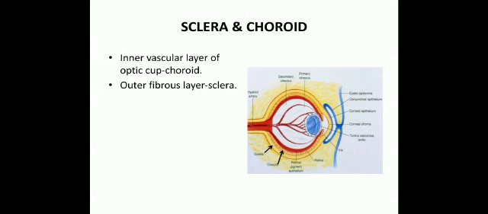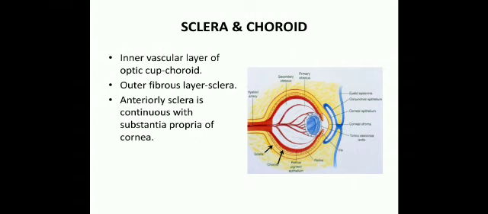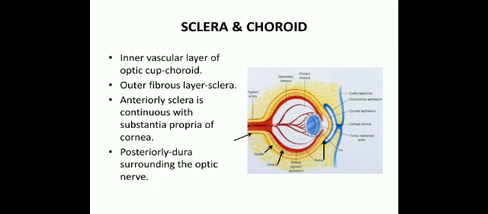Anteriorly, the sclera is continuous with the substantia propria of the cornea, and posteriorly it is continuous with the dura surrounding the optic nerve. The choroid is continuous anteriorly on each side with the ciliary body, and posteriorly it is continuous with the pia and arachnoid around the optic nerve. So, we have seen that the sclera continues posteriorly as the dura mater, whereas the choroid continues posteriorly as the pia and the arachnoid.